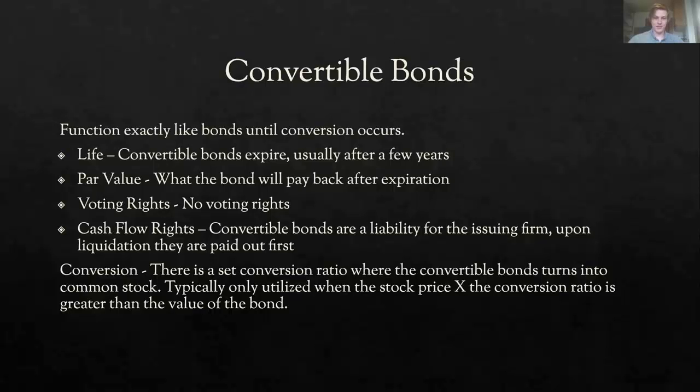And then cash flow rights. Convertible bonds are a liability for the issuing firm. Upon liquidation, they must be paid out first. So these bonds pay out a consistent coupon payment, is what they call it. So it's kind of like a dividend, but also not really. And then these are higher up in the pecking order upon liquidation. So these get paid off at the same time debts get paid off.